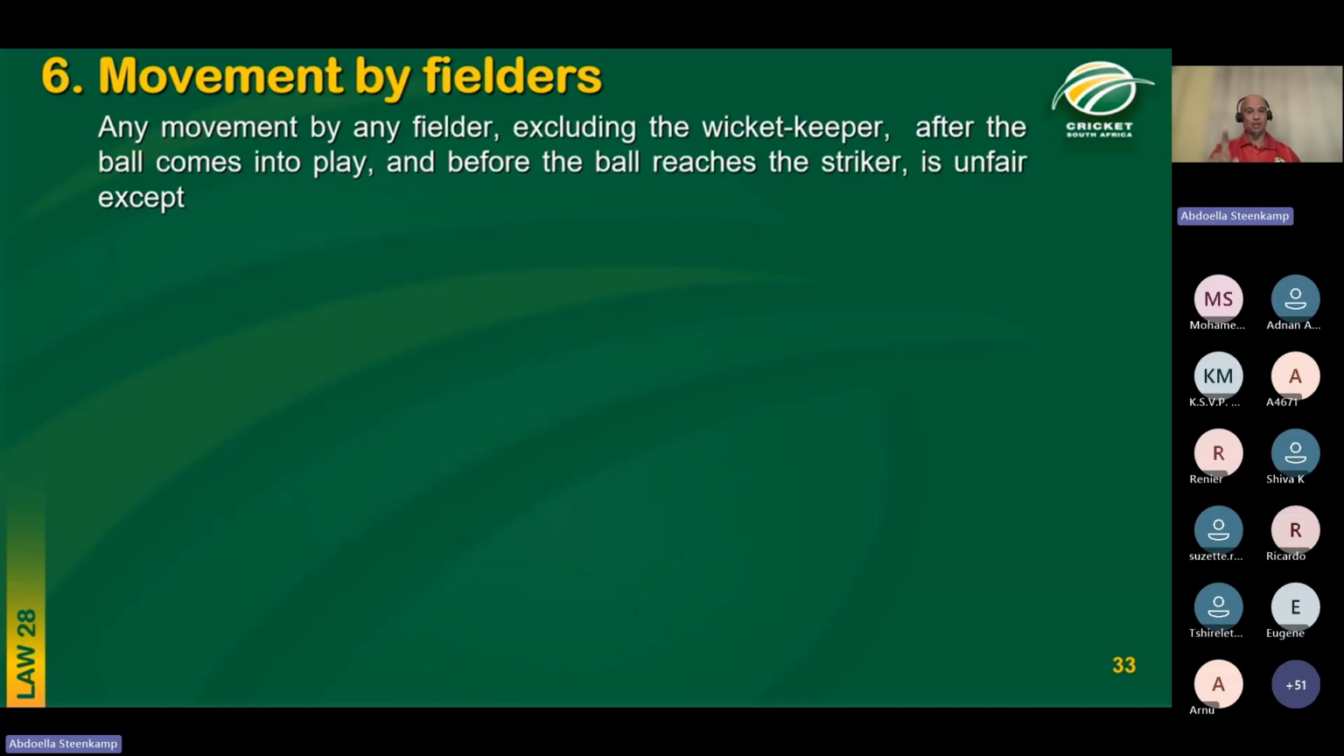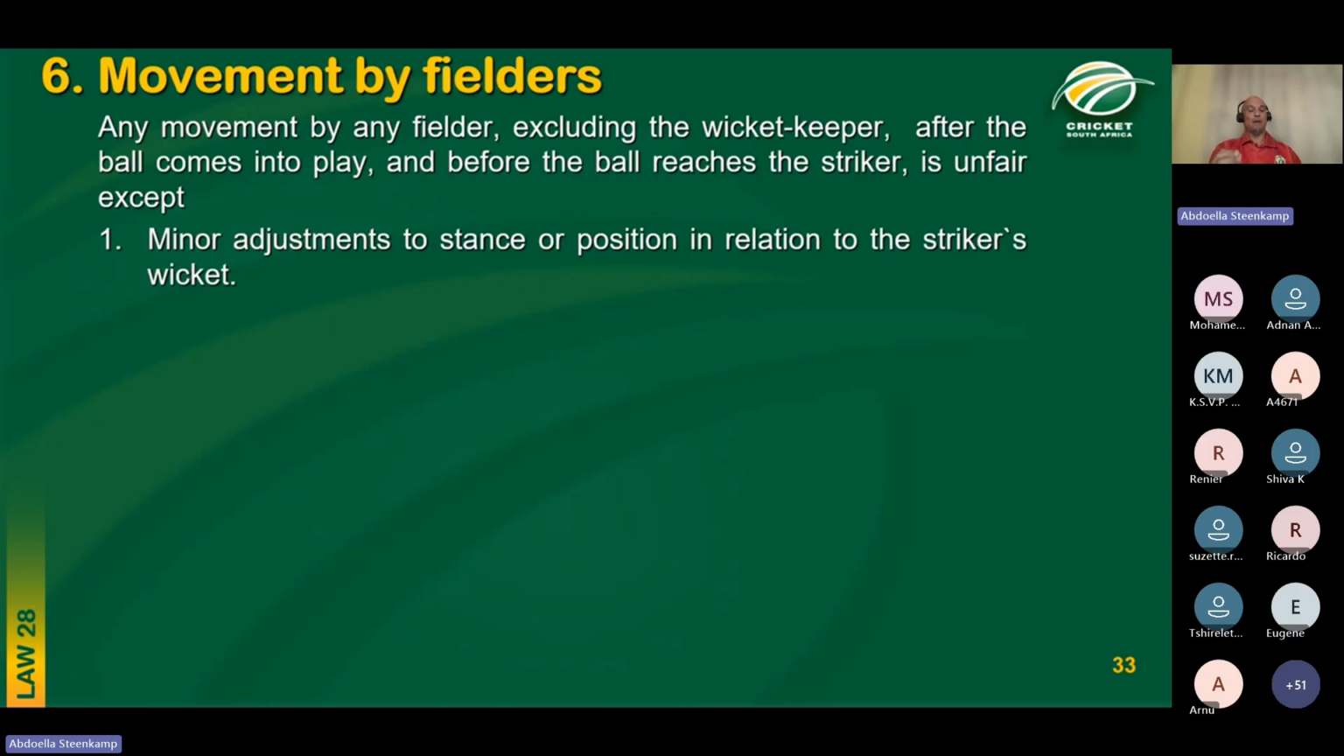Next subsection under Law 28 that we're covering is movement by the fielders. Let's see what the law allows a fielder to do and not do in terms of movement. So any movement by any fielder after the ball comes into play and before reaching the striker is unfair, except for the following. So any movement is unfair. The fielder is only allowed to do the following after the ball comes into play and before the ball reaches the striker. The fielder is allowed a minor adjustment to the fielder's stance or position in relation to the striker's wicket.